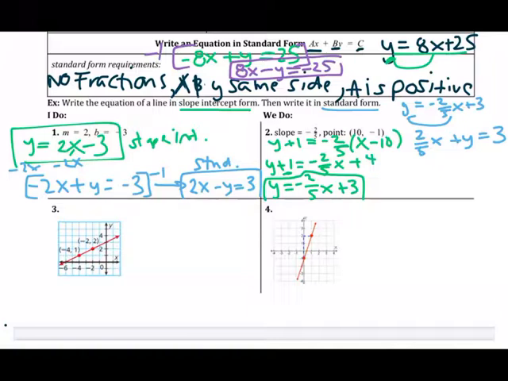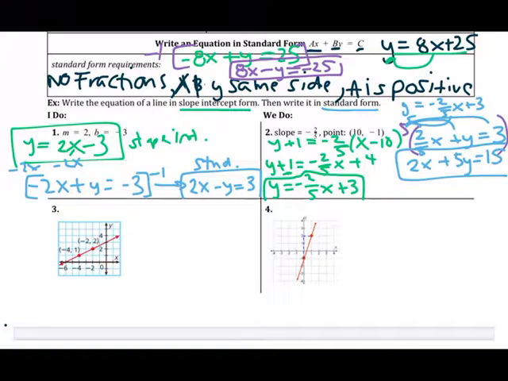That's awesome. So the only issue that I have now is that I'm not allowed to have any fractions. So I need to multiply by the common denominator, which is 5. That's going to give me 2x. Make sure you multiply every single term by that 5. 2x plus 5y equals 15. There is my standard form.